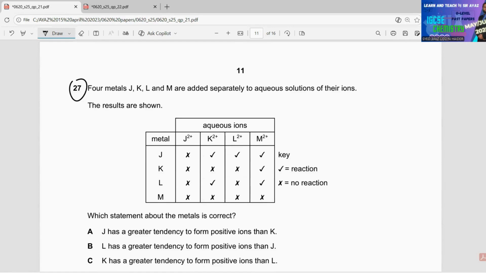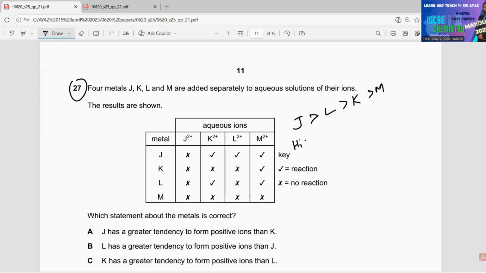27. Four metals J, K, L, and M are added separately to aqueous solutions of their ions. The results are shown. The tick mark means a reaction is happening; the cross means no reaction. Which statement about the metals is correct? Let's place these metals according to their reactions. J seems highly reactive, so I'm writing J highly reactive. After J there must be L, after L there must be K, and M must be less reactive.